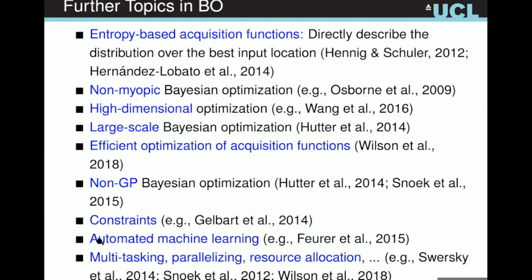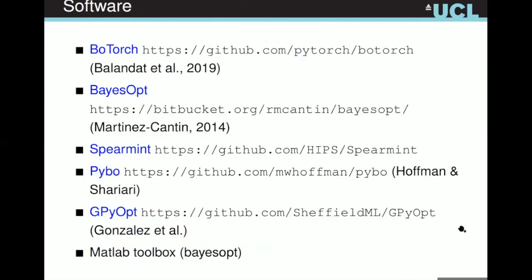Then there's this work on automated machine learning, which is I think a slightly bigger area than Bayesian optimization. And then there is, again, something like multitasking, parallelizing Bayesian optimization, resource allocation. There's also a lot of work on that. So software is also around. So if you want to have a look at this, whether you use Torch, Python, MATLAB, there must be R toolboxes as well. So there's a lot of stuff around if you want to play around with this.